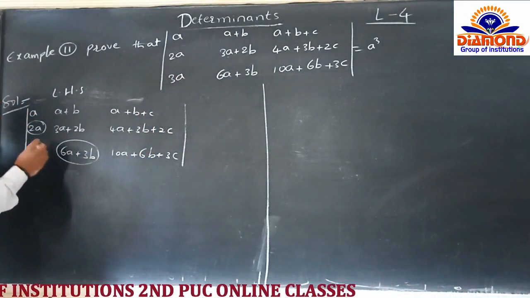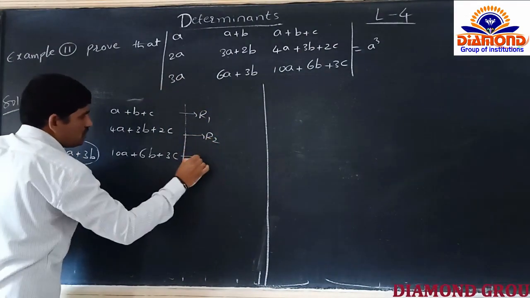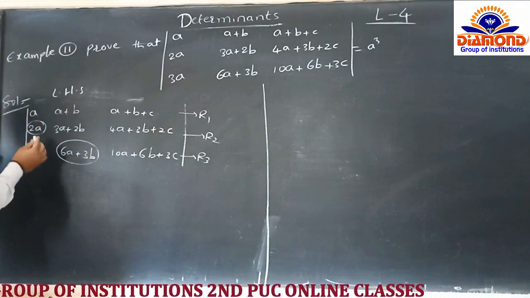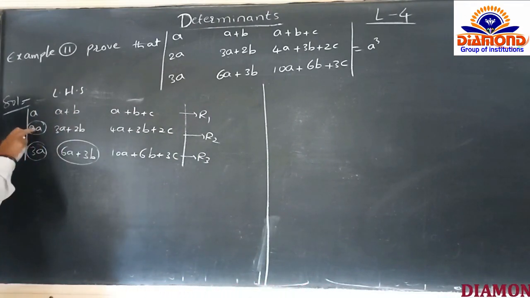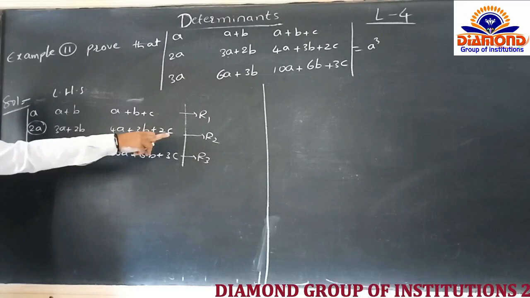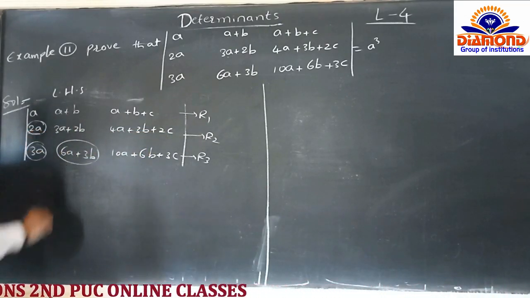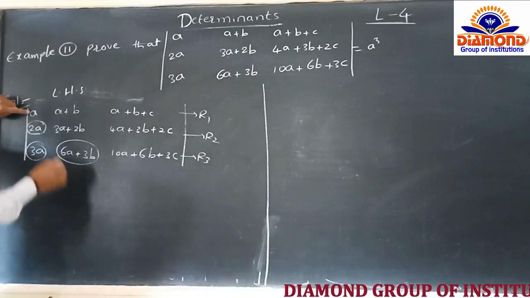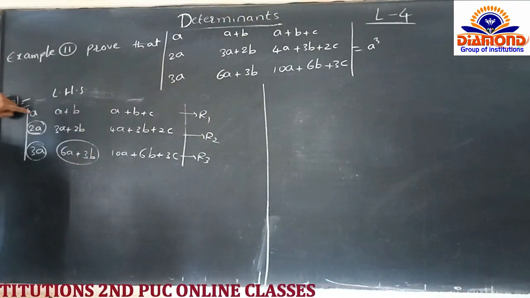Okay, see here, this is R1, this is R2, and this is R3. Next, I am going to start the operation. First, my target is to make this place 0. This element is present in which row? In R2. To make this place 0, we definitely have to use this element.